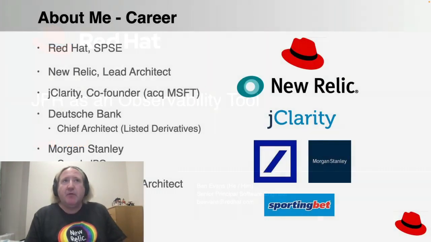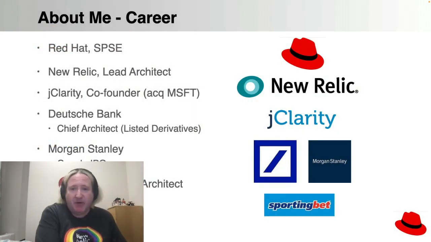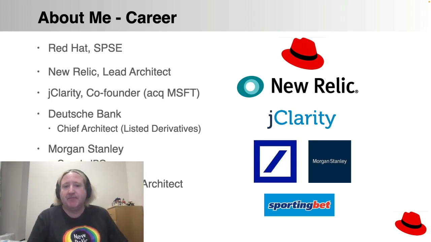For those of you who may not have come across me before, very quick rundown on the sorts of things I've got up to. Before joining Red Hat, I was lead architect for Instrumentation at New Relic, and before that I co-founded a Java performance company called JClarity, which was acquired by Microsoft in 2019. Before that, I spent a lot of time working with banks and financial companies, and also gaming as well.